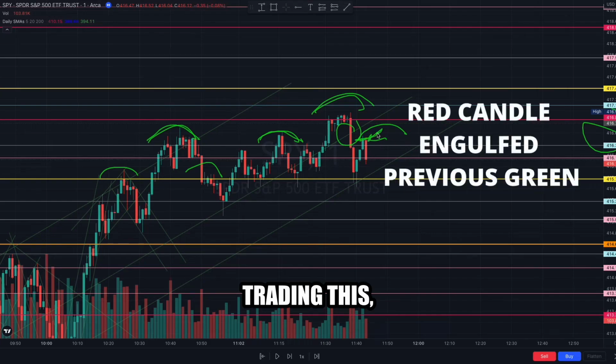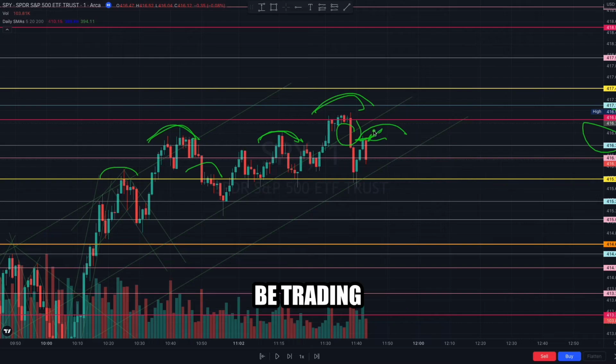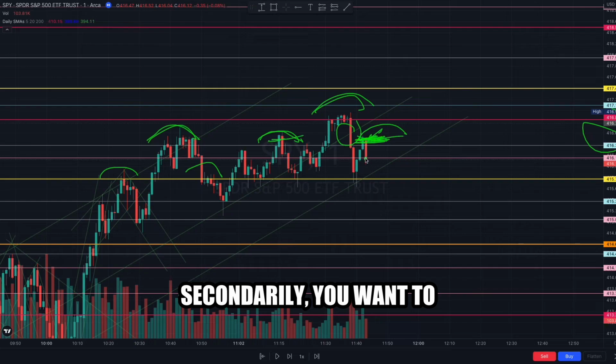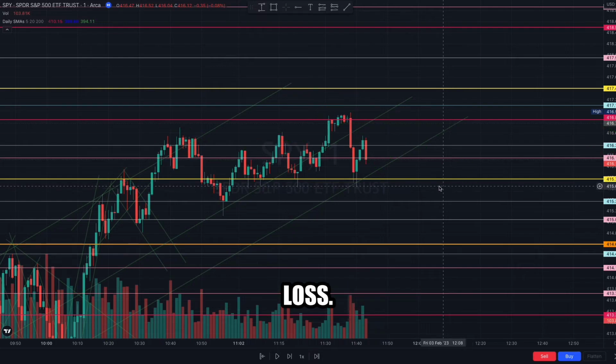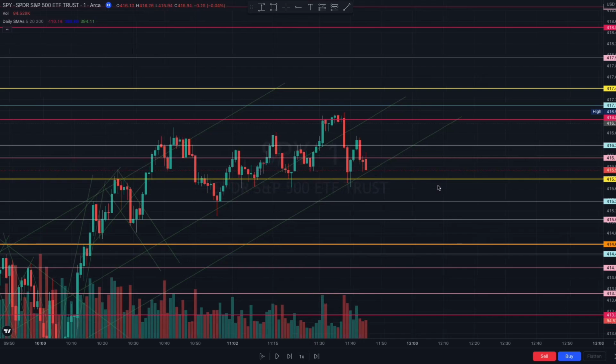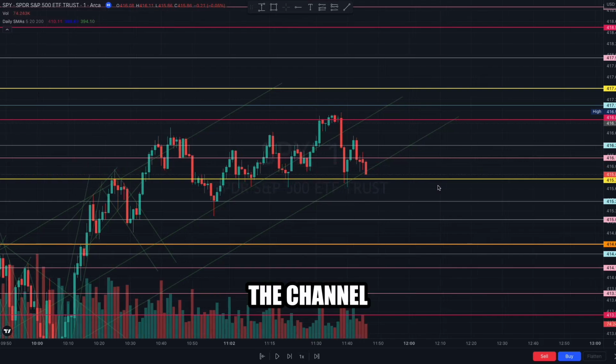Now there are a few ways to be trading this, right? The first way you want to be trading this is you want to see a rejection and you start to take a trade here with the stops at the shoulder level. Secondarily, you want to see if it starts to bounce back again before you start the trade as near as possible to your stop loss. So let's see where it goes. Now it goes down, that's fine. Should probably bounce off the channel, right?